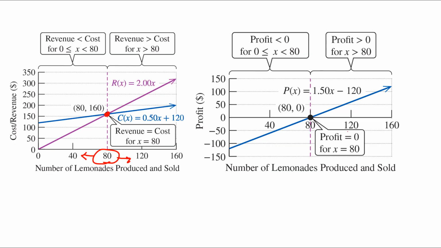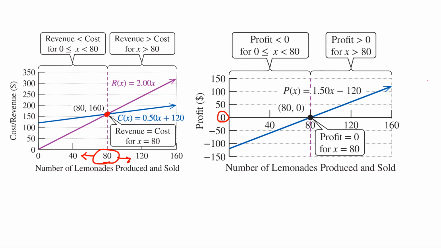And then on the right, you can see the profit function, what that looks like. And so that's 1.5x minus 120. And you can see that as you cross over the x-axis, when you sell 80 cups, that means your profit is nothing. And then as you go to the right and you sell more and more cups, your profit function is going above 0.